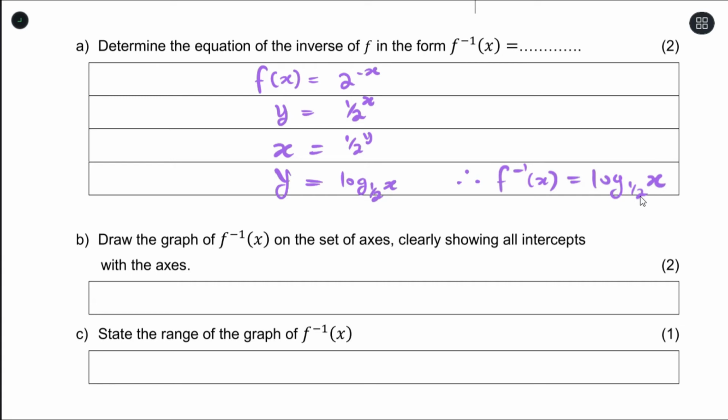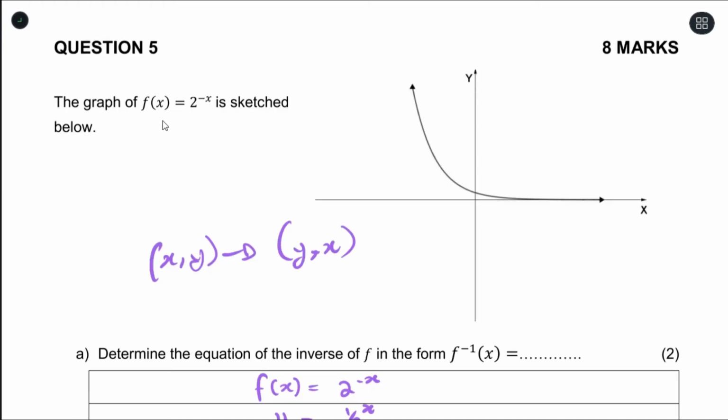So B says draw the graph of the inverse on the set of axes, clearly showing all the intercepts with the axis. From the original question, the y-intercept is equal to 1. We know this because when you substitute, it gives you 1 for y. So if our y-intercept here is 1, it would mean that our x-intercept for the inverse would be 1, since, as you know, y and x change places. Then from there, we can draw our graph, and the graph here would look like this, more or less. And that's it.